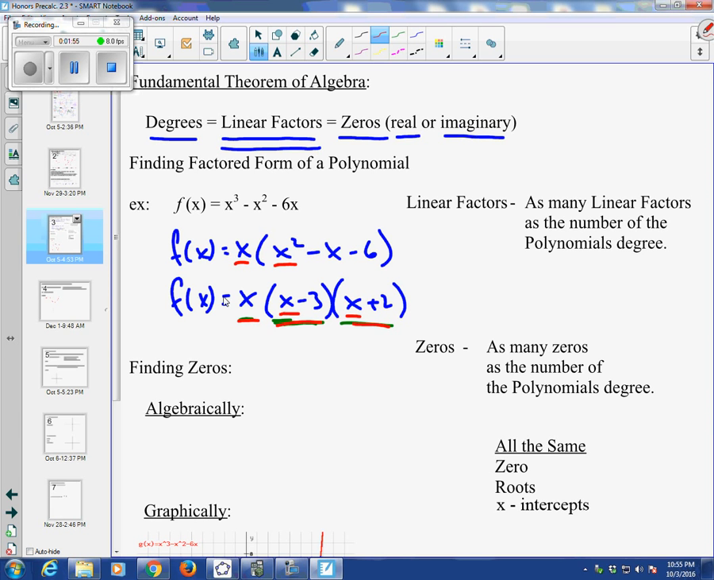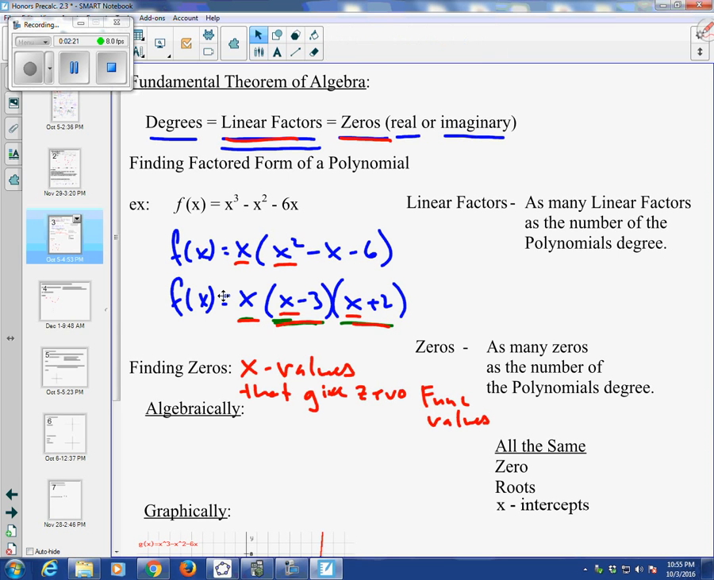What we want to show now is that those linear factors are going to correspond to zeros. When we're talking about the zeros of a function, really we're talking about x values that give 0 function values. And so right here, remember that the function values are the y values of the function. So really what we're looking for are the x values that will give us 0 y values.